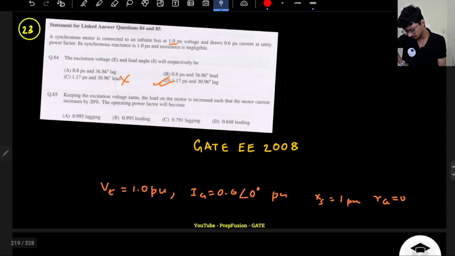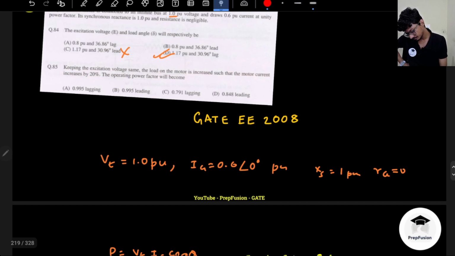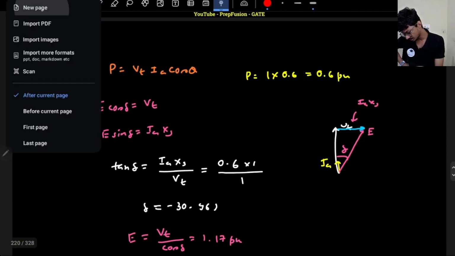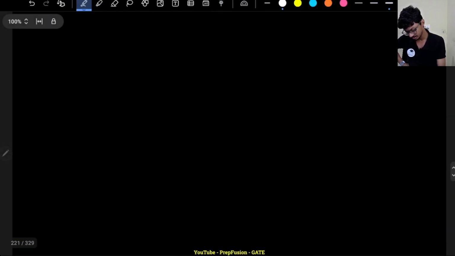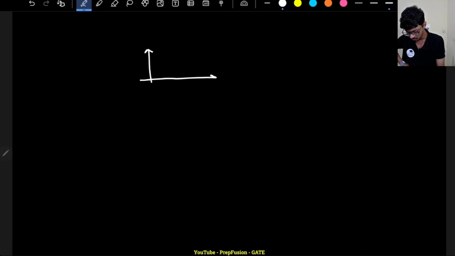Now let's solve for the second one. Keeping the excitation voltage same, the load on the motor is increased such that the motor current increases by 20%. So the load is increased, again the same graph. This concept is very useful to you. This you have to unfortunately remember, it is easy to remember. If load is increased, where will the graph shift? Graph will shift to the right hand side.